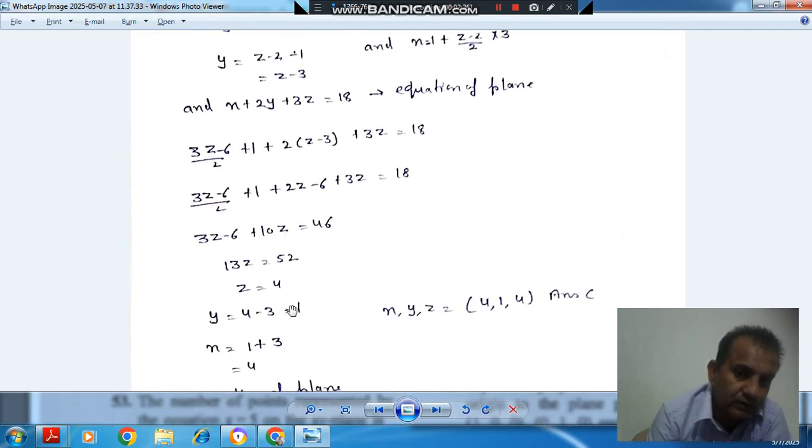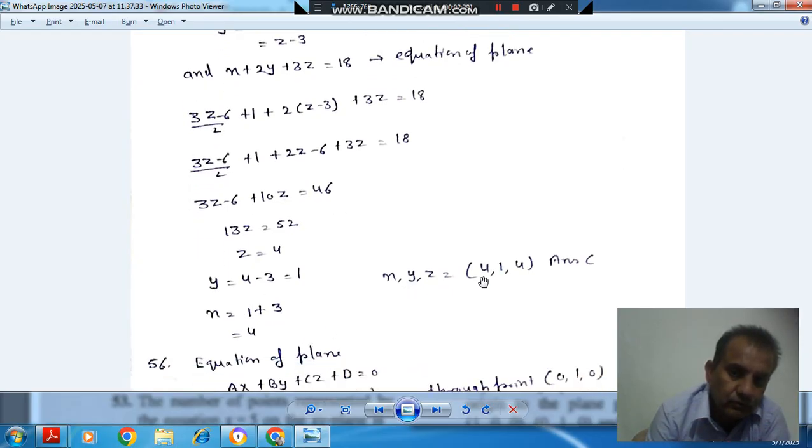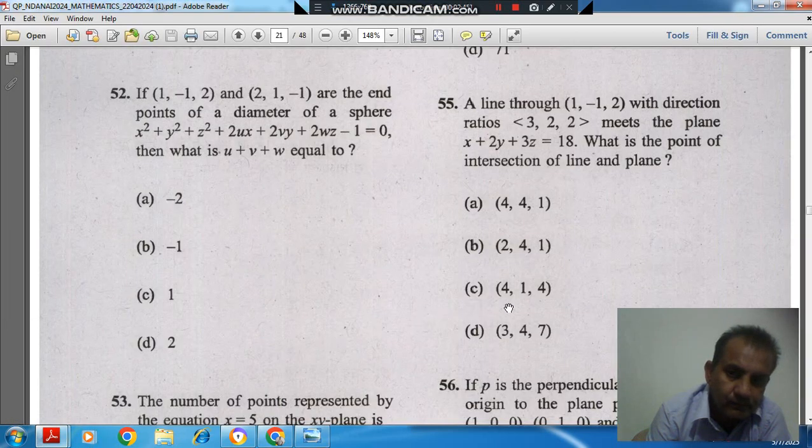So z comes out as 4 and y comes out as 4 minus 3, that is 1, and x will come out as this 4. So the answer is (4, 1, 4). Answer is C. Okay, so this is the point of intersection.